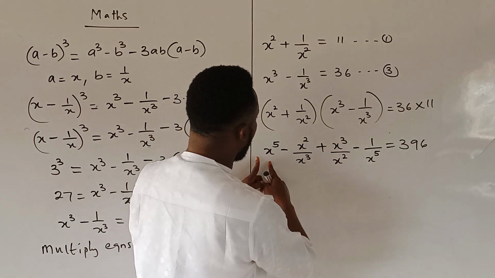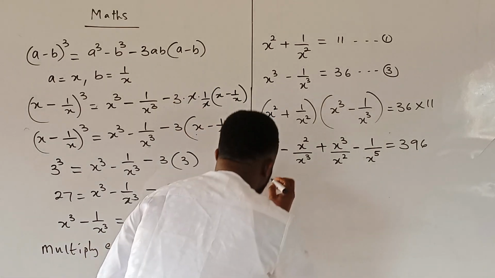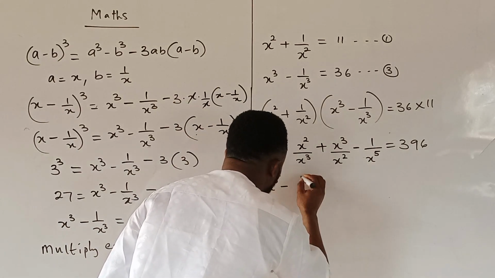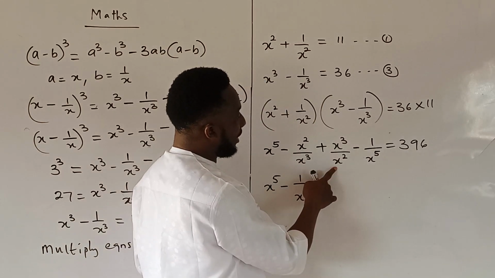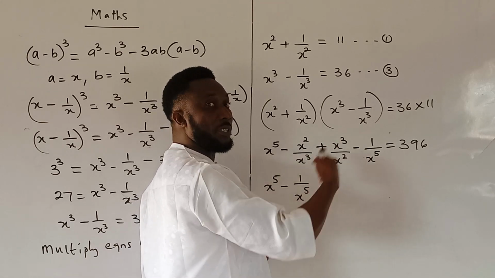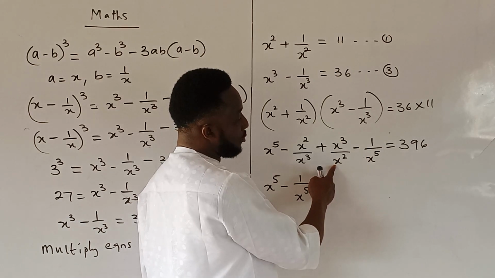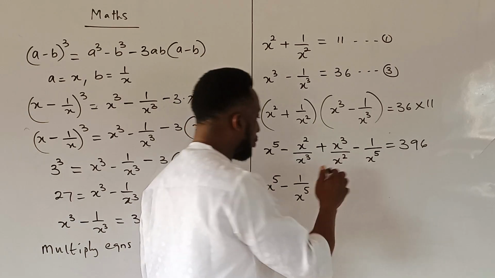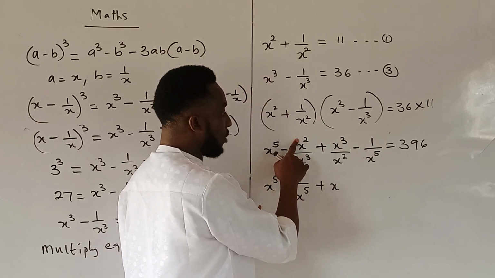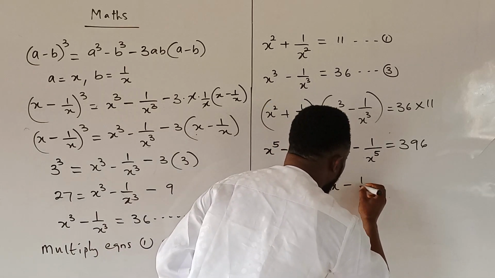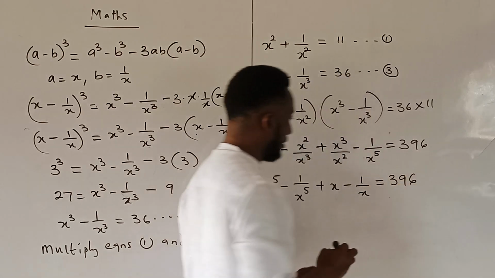So as you can see, our target is x to the 5th power minus 1 upon x to the 5th power. So x to the power of 5 minus 1 upon x to the power of 5. Here, I will use x squared to divide x cubed. x cubed is x multiplied by x multiplied by x. Then I will use x squared to delete 2 x's there. I will be left with 1 x. Then here, I'm using x cubed to divide x squared. I'll be left with negative 1 upon x. This is equal to 396.